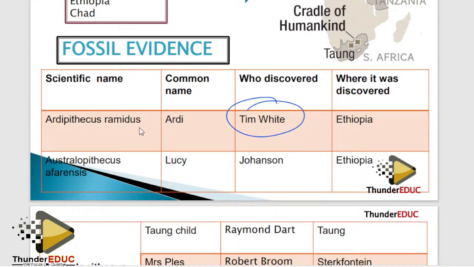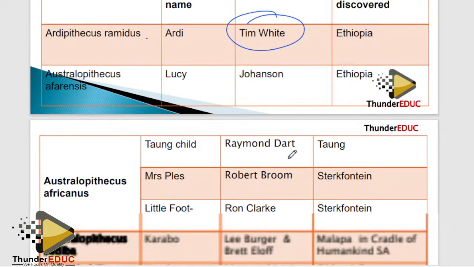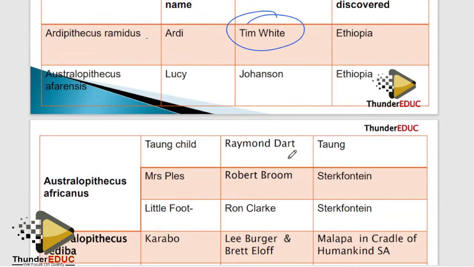So basically, Ardipithecus is Tim White in Ethiopia, and then Lucy. Who discovered Lucy? Lucy is Johanson, in Ethiopia. You understand? Johanson, Ethiopia. Actually, the first two, where were they discovered? In the country that was not colonized. You think about that country and it is Ethiopia. Yes.